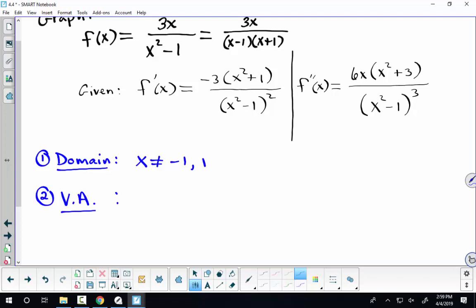Remember, the first and second derivatives are only used for intervals of increasing, decreasing, and concavity. So wouldn't it be -1 and 1? Yeah. So there aren't any holes, no factors cancel out. So our vertical asymptotes are at x equals -1 and at x equals 1. No holes or removable discontinuities.